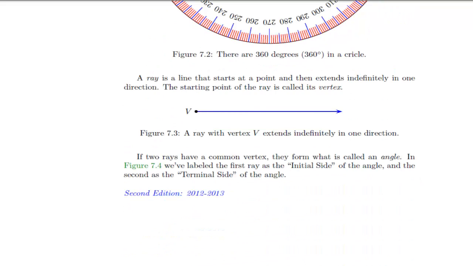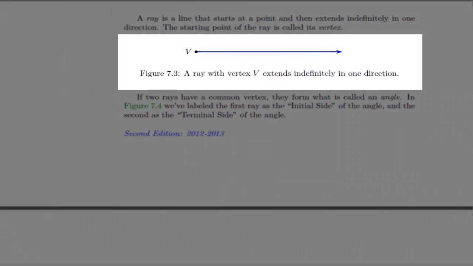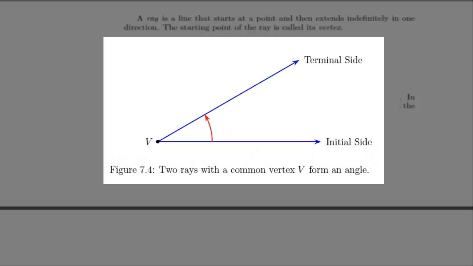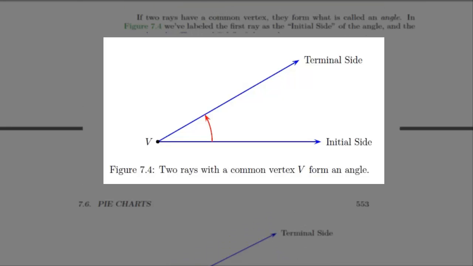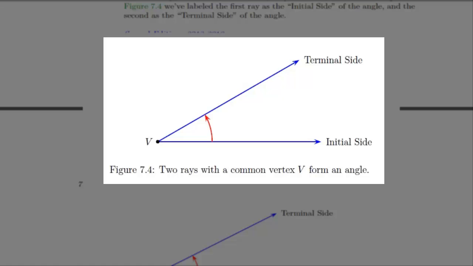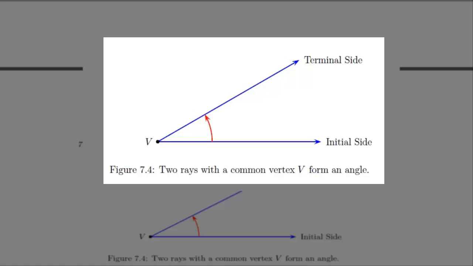A ray is a line that starts at a point and then extends indefinitely in one direction. The starting point of the ray is called its vertex. Figure 7.3 is a ray with vertex V that extends indefinitely in one direction. If two rays have a common vertex, they form what is called an angle. In figure 4.7, we've labeled the first ray as the initial side of the angle and the second ray as the terminal side. So in figure 4.7, we have two rays with a common vertex V that form an angle.